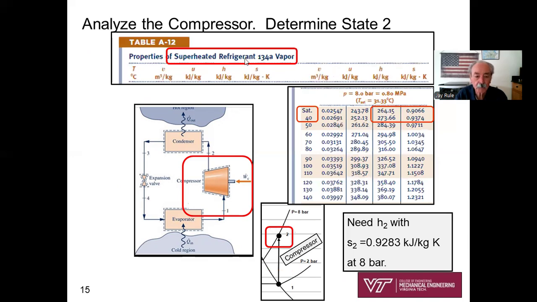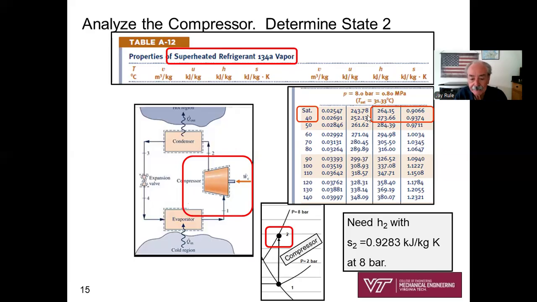Okay, what's the next thing we're going to do? We're going to analyze the compressor to determine state 2. All right, so we have observed, we wrote down S1. So S2 equals S1. We're going to go to the superheated tables. We saw on our TS diagram that state 2 is superheated vapor. So we go to our superheated vapor table for refrigerant 134A.